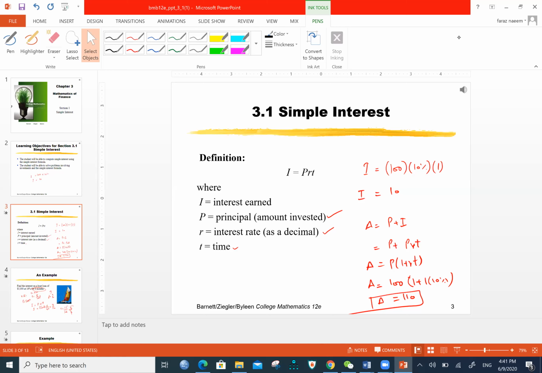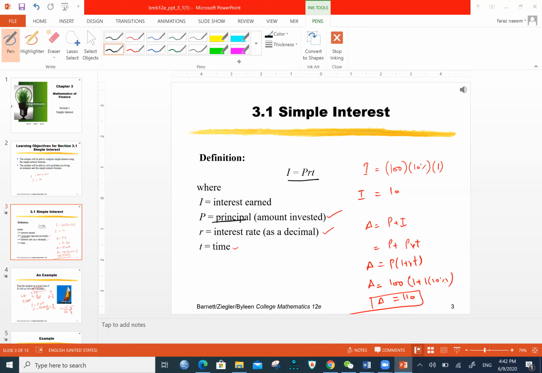Okay. So this is called simple interest. This is the formula of simple interest. If we write it formally, we denote that I equals PRT. P is called the principal amount, the amount which we invest, R is called the interest rate, and T is called time.